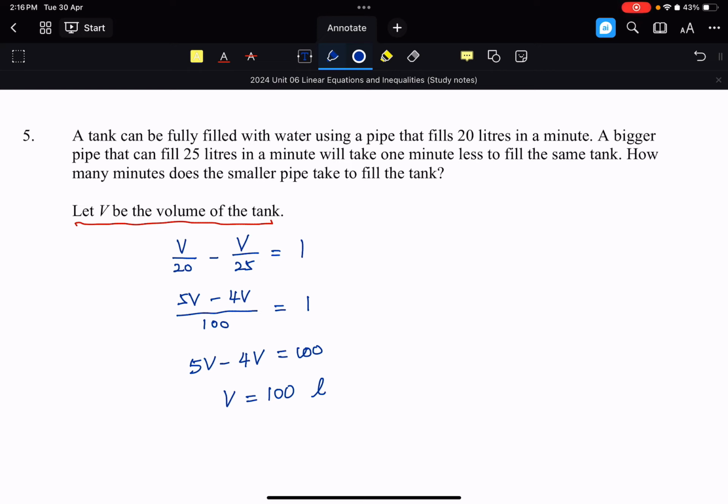Therefore, how many minutes does the smaller pipe take? The number of minutes is 100 liters over 20 liters per minute. That gives us 5 minutes.